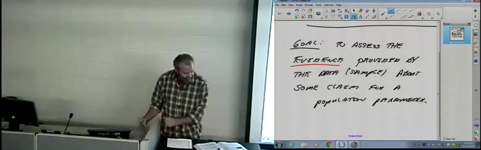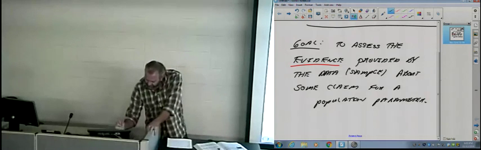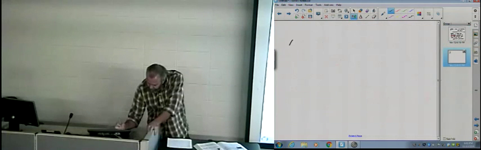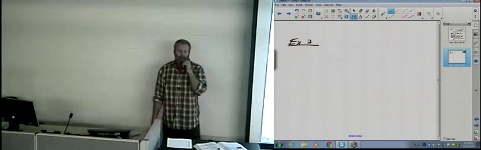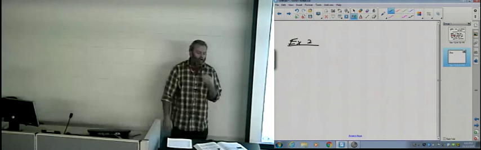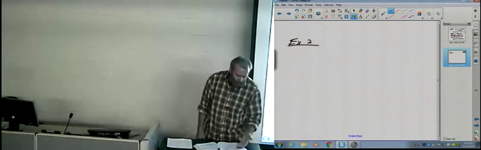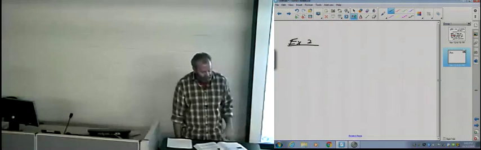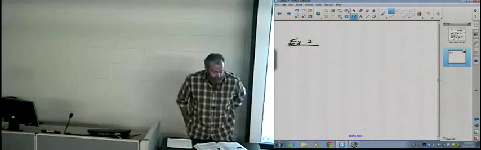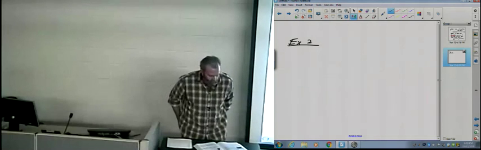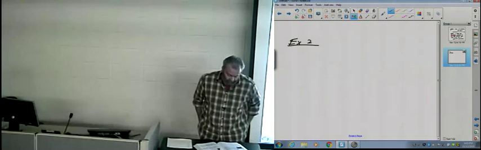I want to look at this example 17.2. And again, without all the fancy language, just something that actually fits with what we're doing. It says, Diet Colas use artificial sweeteners to avoid sugar. These sweeteners gradually lose their sweetness over time. Manufacturers therefore test new colas for loss of sweetness before marketing them.